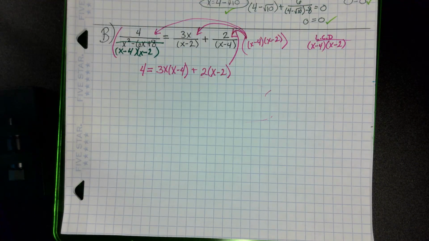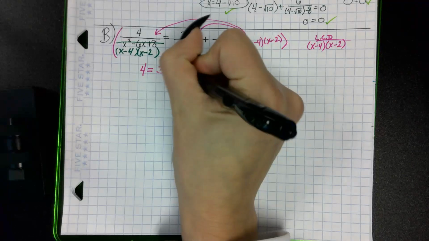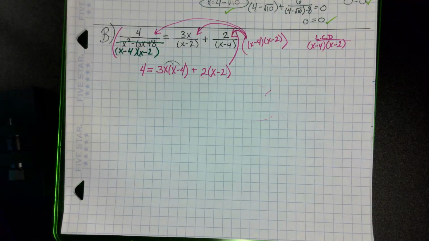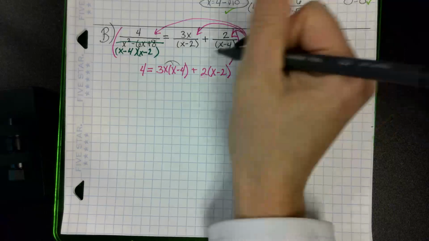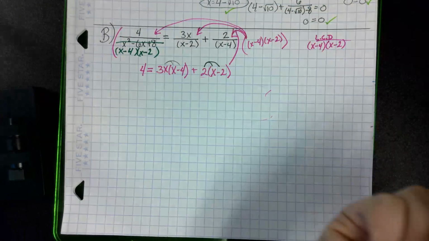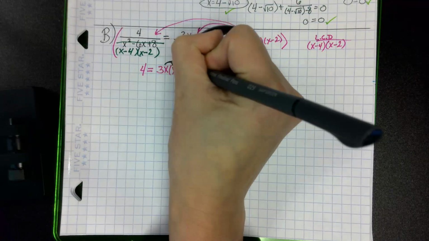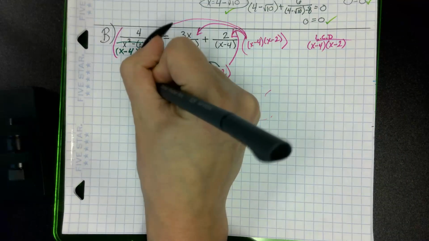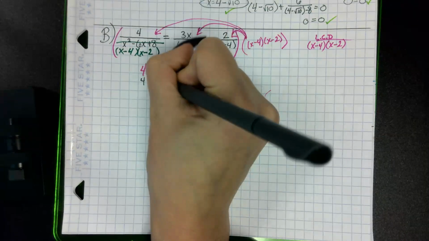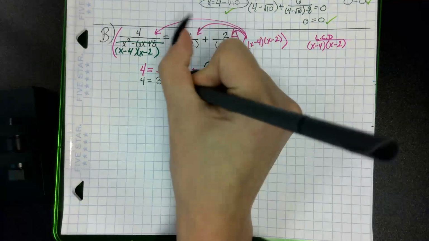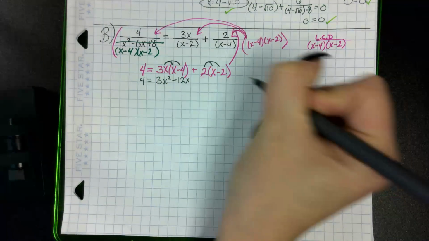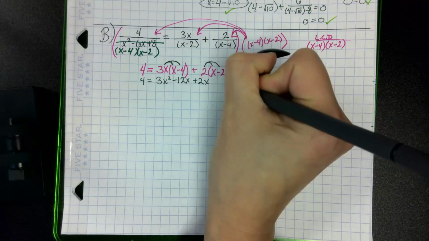All right, so I have now canceled out my denominators. There's no more denominators. So now I need to multiply it out so I can see if I can factor this. So the 3x goes to both parts. And the 2 is going to go to both parts to get rid of the parentheses. All right, so I have 4 equals 3x squared minus 12x plus 2x minus 4.